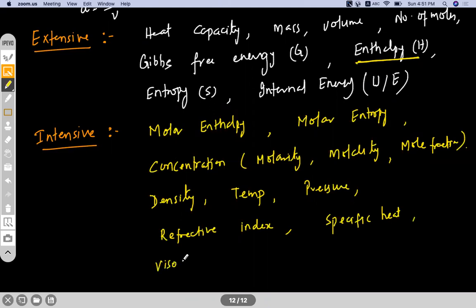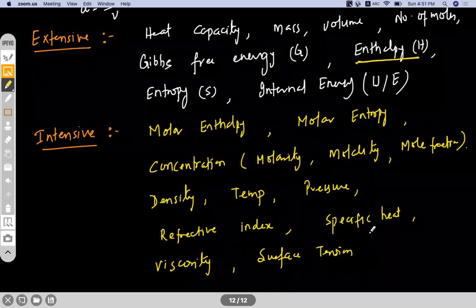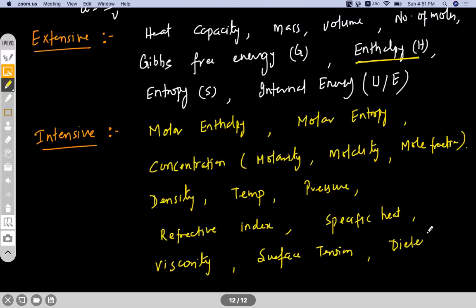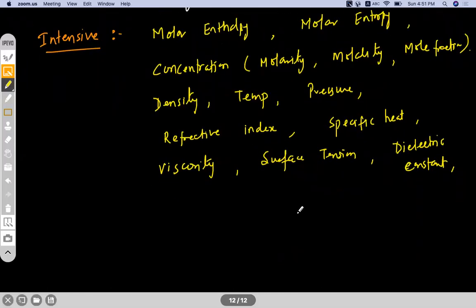Viscosity is always intensive. Viscosity, surface tension, dielectric constant. These terms you will get in physics. You won't have any use in chemistry, but just remember the examples, because they ask all these things in the exam. Dielectric constant, pH, we'll discuss pH in ionic equilibrium a lot. pH is also an intensive property. EMF of the cell, we'll see EMF also in 12th class, electrochemistry is the chapter. EMF of the cell is an intensive property.